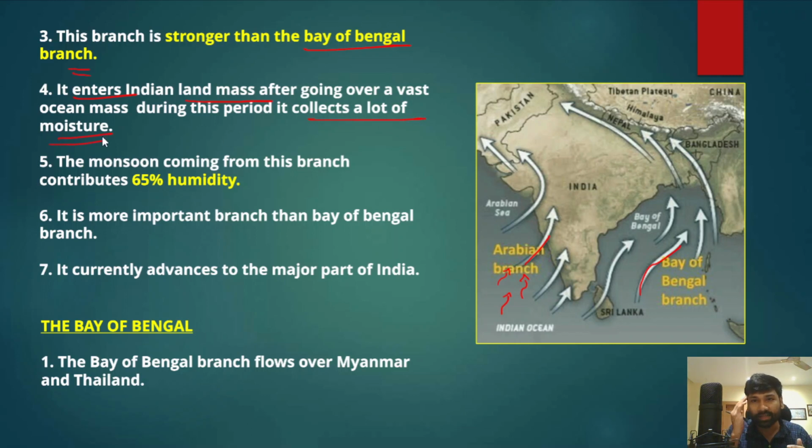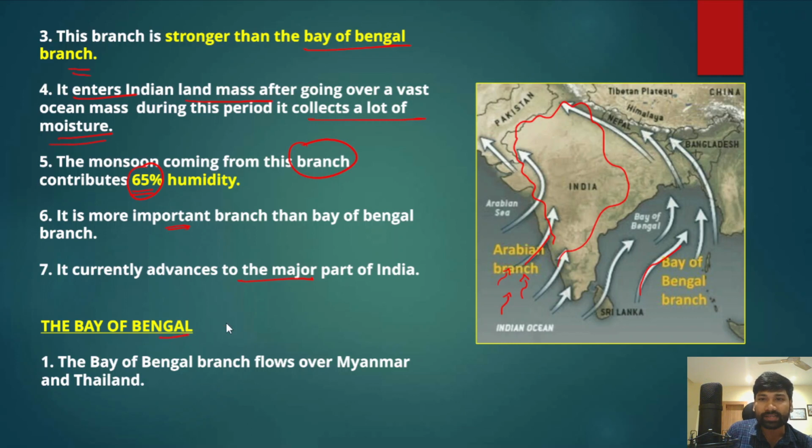So this Arabian Sea branch collects a lot of moisture all along its way, and that moisture results in rainfall over the Indian subcontinent, especially the regions which we have discussed already, which come under the influence of this Arabian Sea branch. And the monsoon coming from this particular branch contributes 65% of the total rainfall in the Indian monsoon. It is a more important branch compared to the Bay of Bengal branch because it carries 65% humidity on its own. In fact, it advances to the major part of India, right? Because the Arabian Sea branch covers the majority proportion of the area, and because of that reason, the Arabian Sea branch is one of the most important branches of the Indian monsoon.